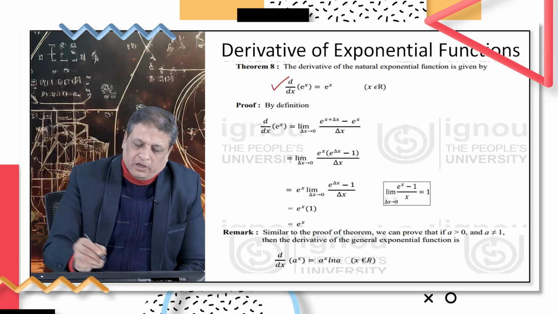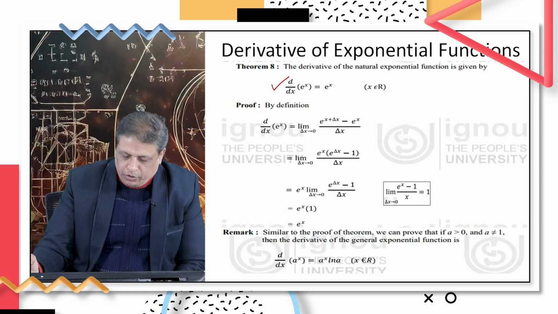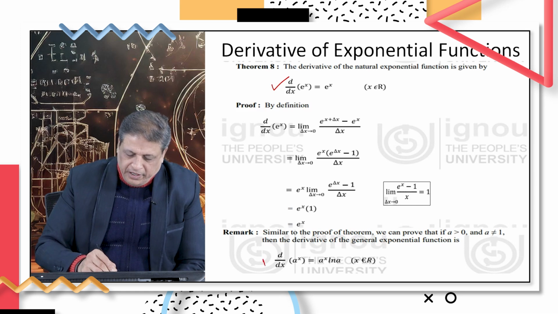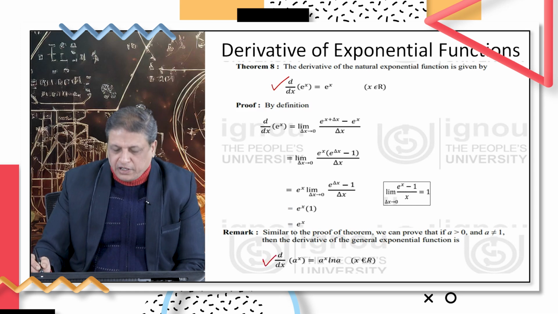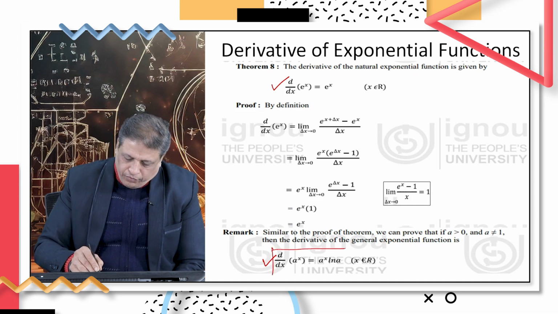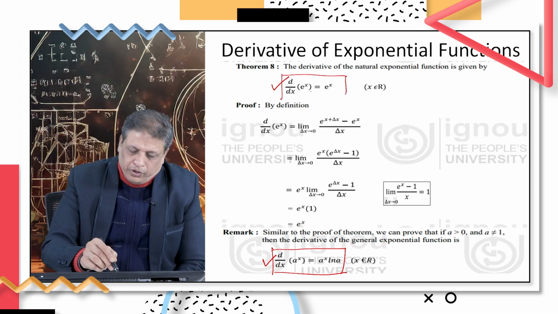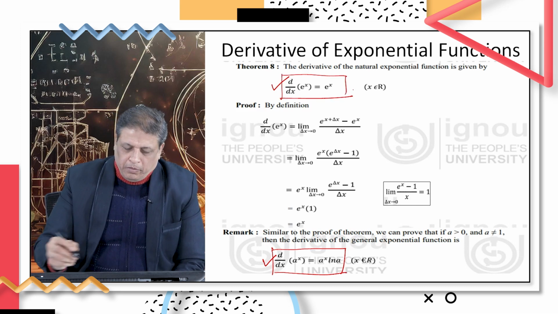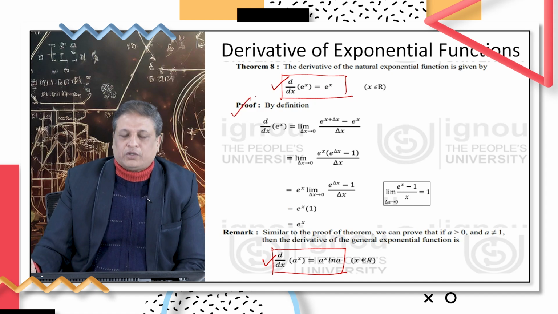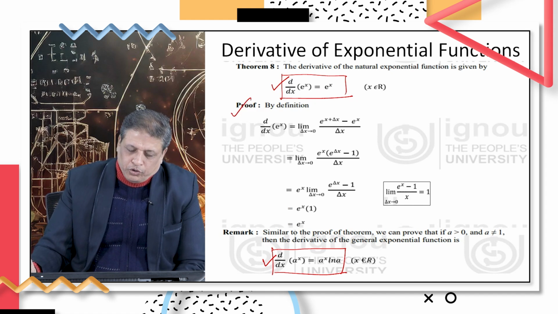In simple terms, we can say that d/dx of e to the power x is equal to e to the power x, and d/dx of a to the power x is a to the power x times the natural logarithm of a. This is a very important formula, and we are going to use these formulas. But before going for the solution, let's prove that d/dx of e to the power x is nothing but e to the power x.